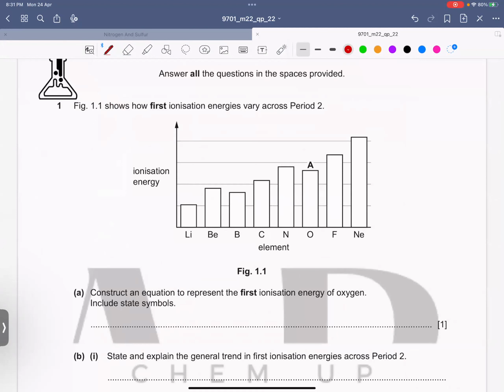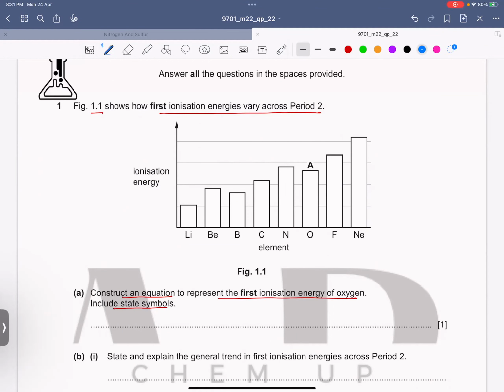Question number 1. Figure 1.1 shows how the first ionization energy varies across period 2. Construct an equation to represent the first ionization energy of oxygen, include state symbols.